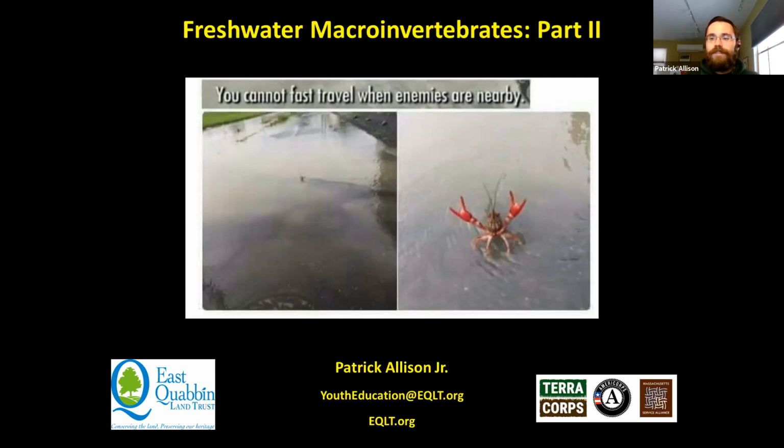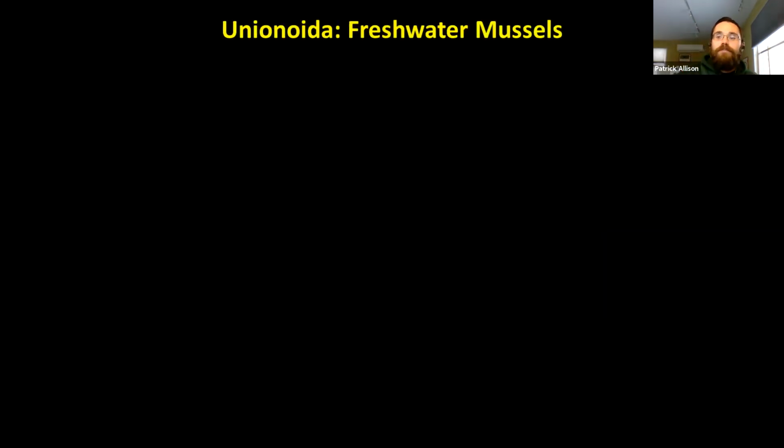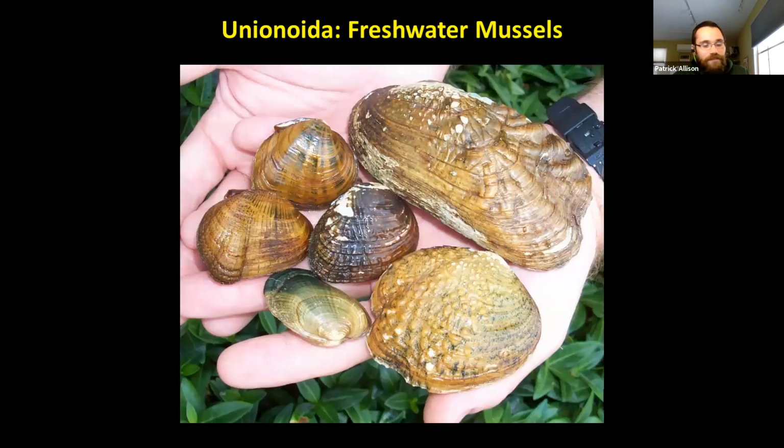And in part 2, we are going to be focusing on freshwater mussels and my specialty and favorite animals in the whole wide world, crayfishes. So let's get started with the freshwater mussels. And I am going to butcher this pronunciation. Unionoida are the freshwater mussels.